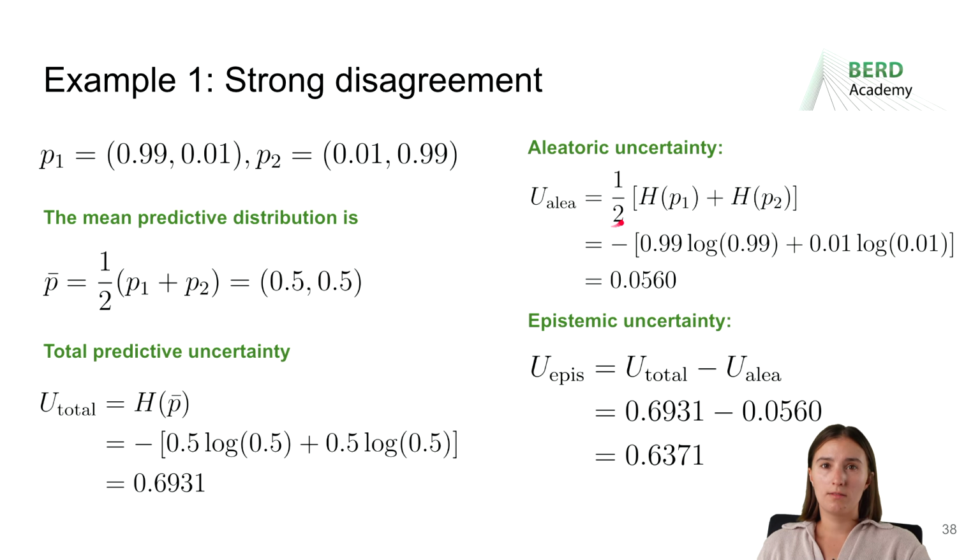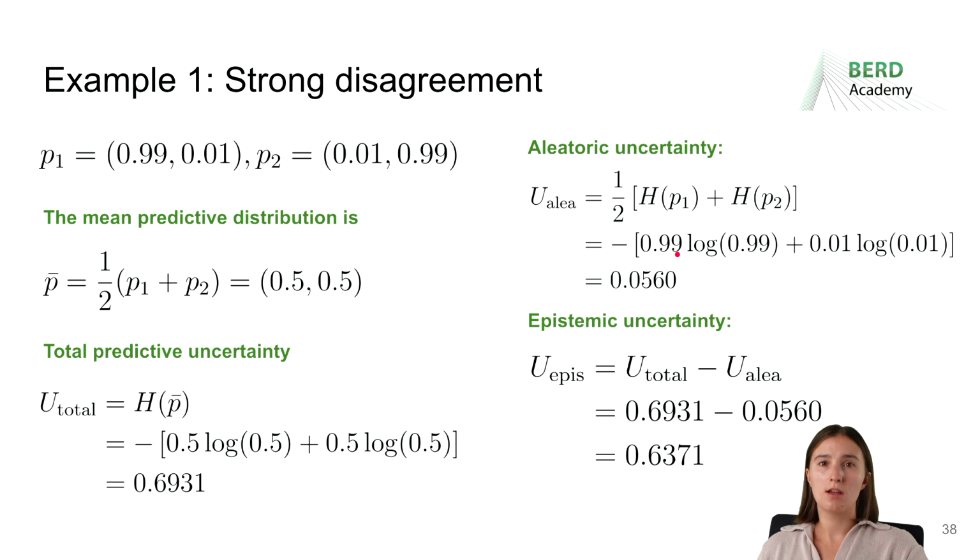Okay, so the average over the individual entropies, and we have model 1 which has 0.99 and 0.01. And the second model is exactly the other way around. So the 2 entropies will be the same, since entropy is a symmetric function. For the entropy, it doesn't matter which class is class 1 and which one is 2. You can also just switch them around and the entropy will be the same. So 1/2 times 2 times the same entropy cancels out. So we will just calculate the entropy for one of those models.